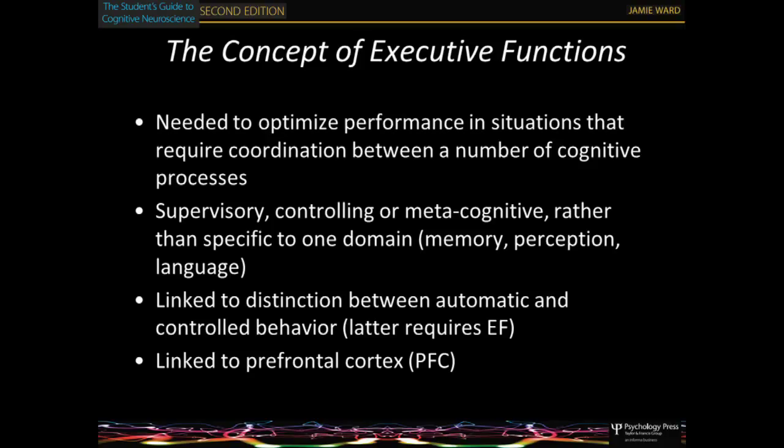The other reason, which I think is also critical, is this distinction between automatic and controlled behaviour, or automatic and what's often called strategic behaviour, or deliberate, as opposed to automatic. So the idea is that all the other elements of the brain can, to some extent, function in this kind of autopilot mode, this automatic mode. But there are some situations in which you need to stop doing that and concentrate.